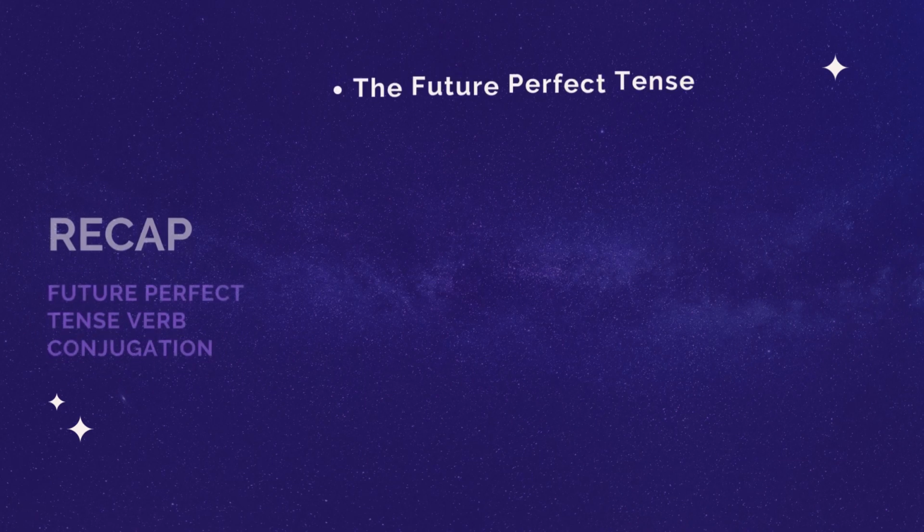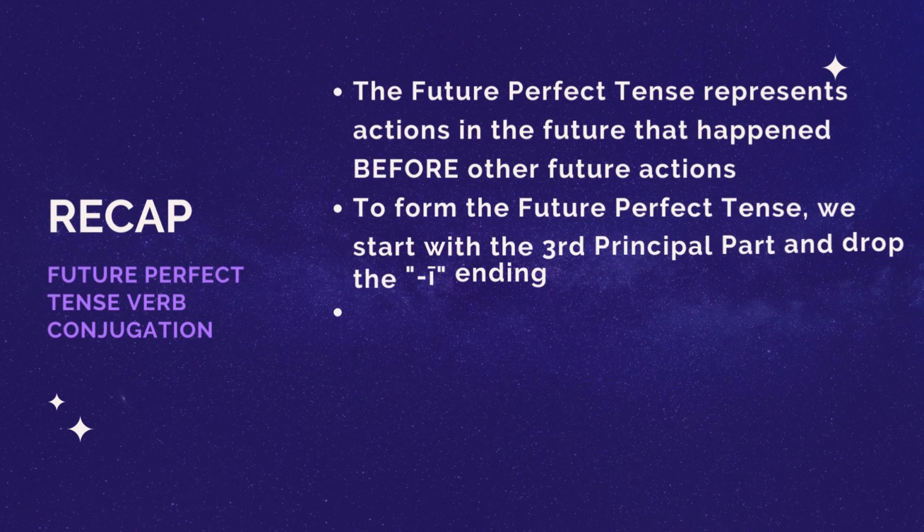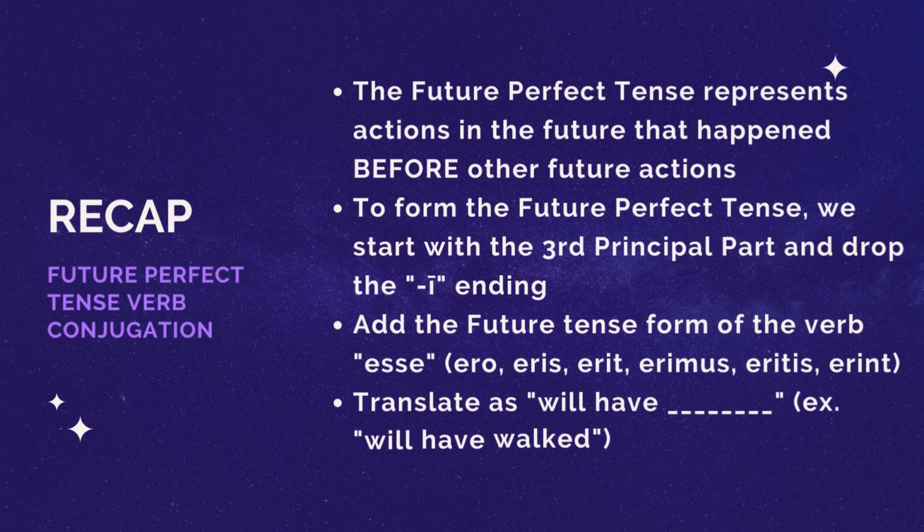Okay. So now we can recap everything we just spoke about. So a quick recap of the future perfect tense. Again, it represents actions in the future that happen before other future actions. Okay, so when you see sentences involving future perfect, usually there'll be 2 verbs. One will be future and one will be future perfect. You're expressing that the future perfect verb happens first.